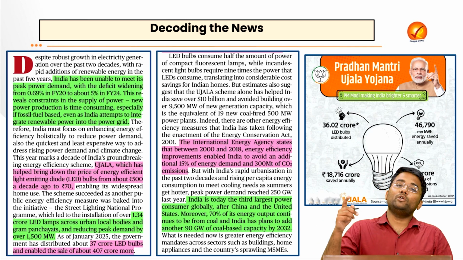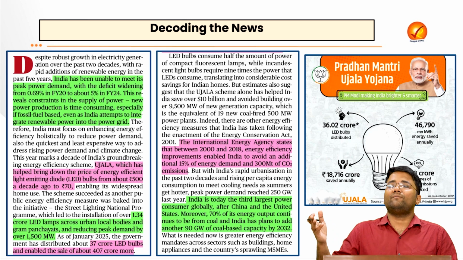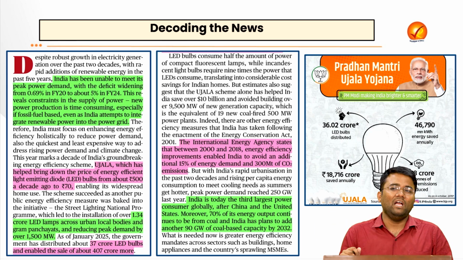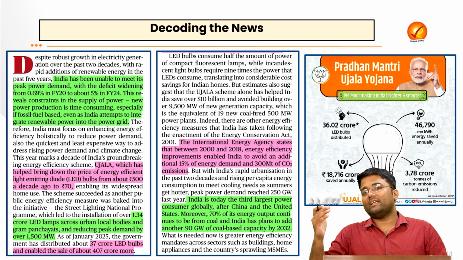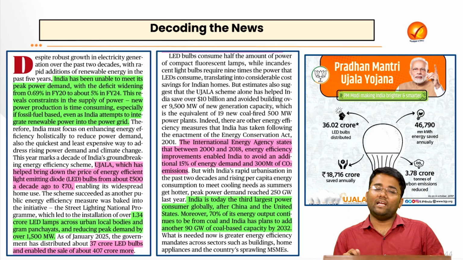We will also be able to achieve our target of net zero by 2070, because for electricity production, most of our electricity is being produced from coal itself, and that is contributing to greenhouse gas emissions. So if we shift to energy efficient appliances, that can actually help in reducing our greenhouse gas emissions.